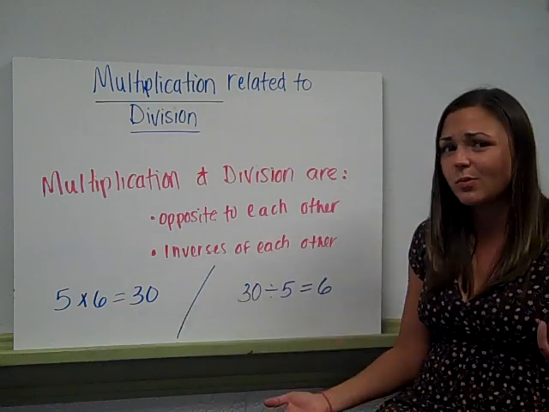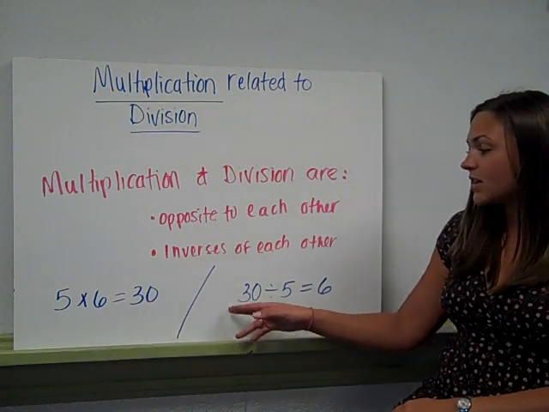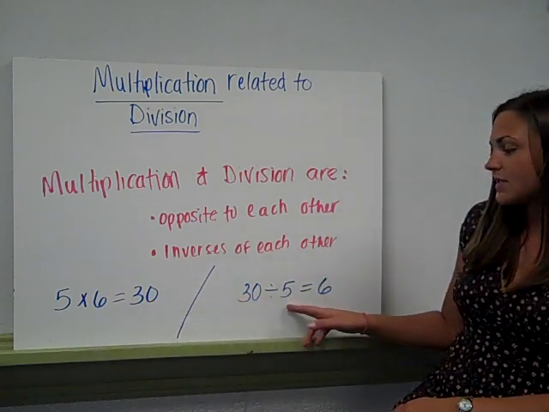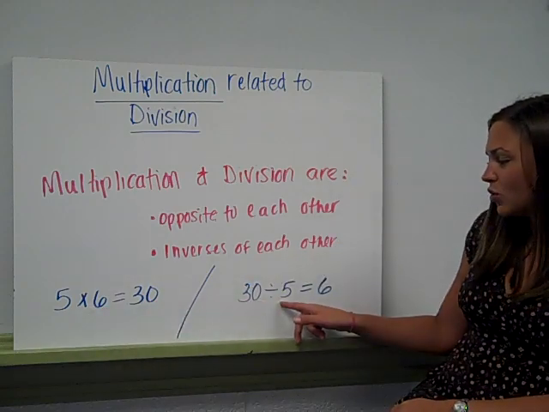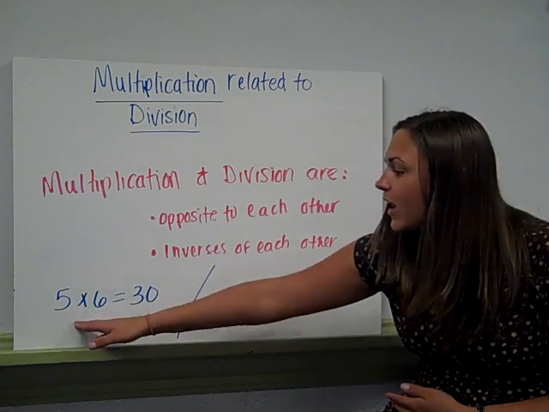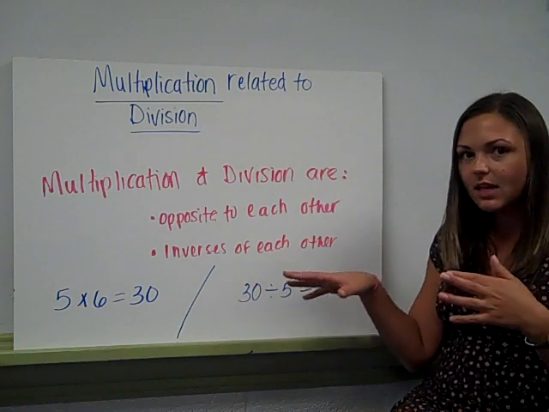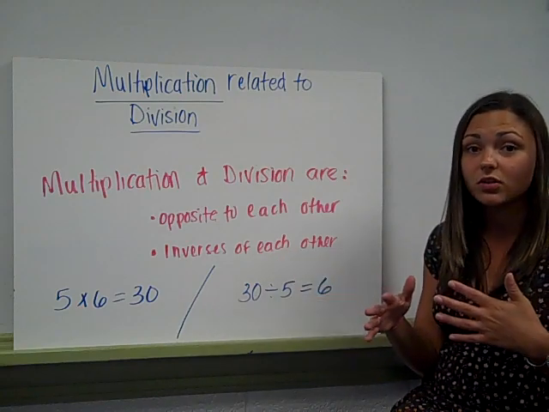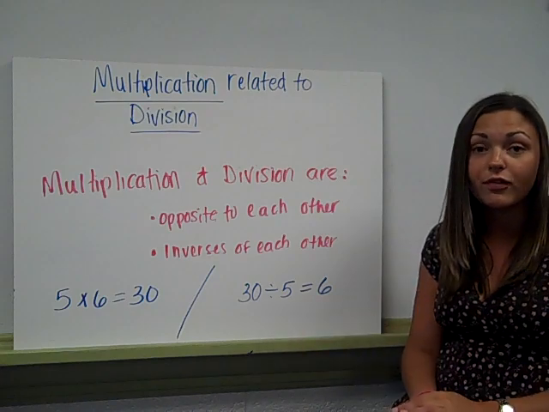So here I just have a simple problem. 5 times 6 equals 30. Then if I divided that 30 into 5 groups, I would get 6. You see how I'm keeping the same numbers here? I just moved them where they are in relationship to each other, but I have a 5, a 6, a 30. They're kind of staying the same numbers because they're all related to each other. This fact is related to this fact, which we will discuss later as part of our fact families.